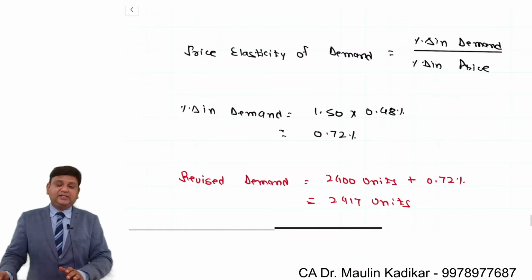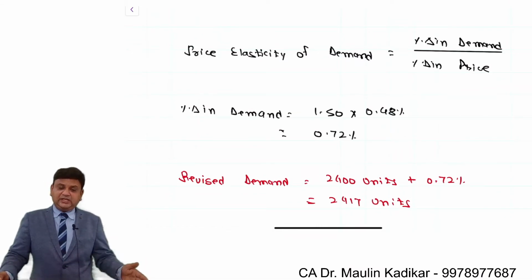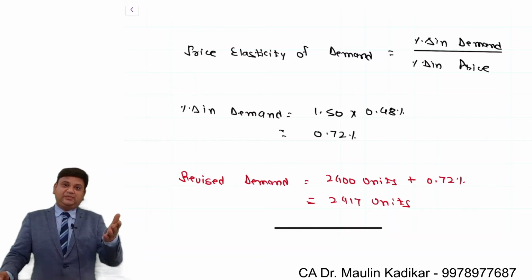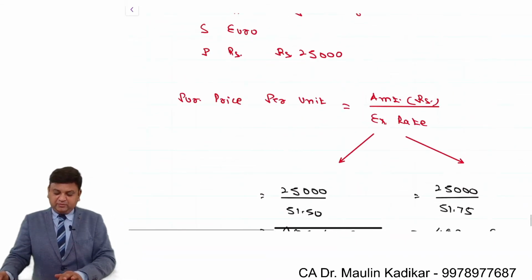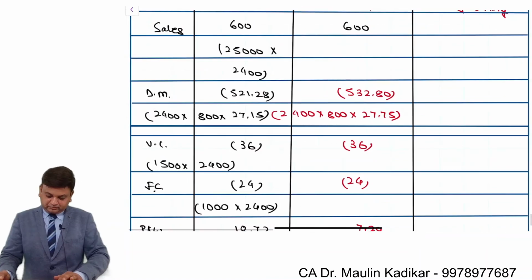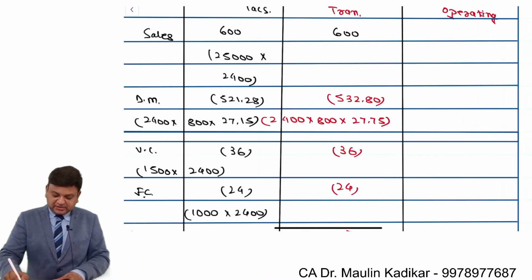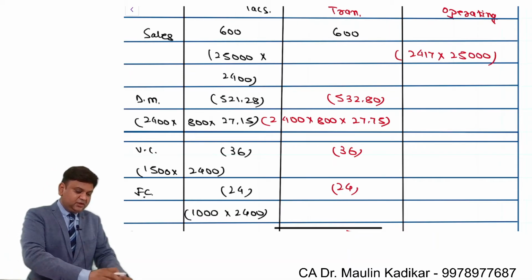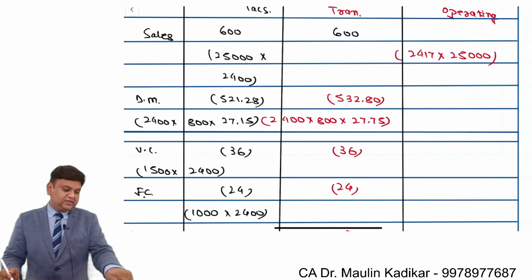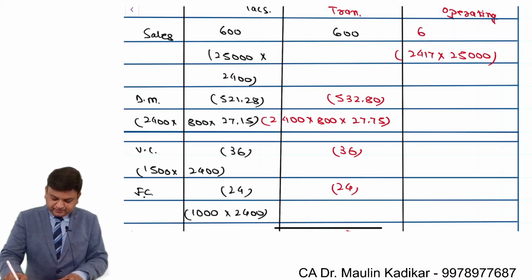Means we understand that since the exchange rate is changing, which is in favor of the German company, they will be able to buy more number of units. So they will purchase 2417 number of units instead of 2400. Price is 25,000. So for Omega Limited, the sales value is going to be 6 crore 4 lakh 25,000.